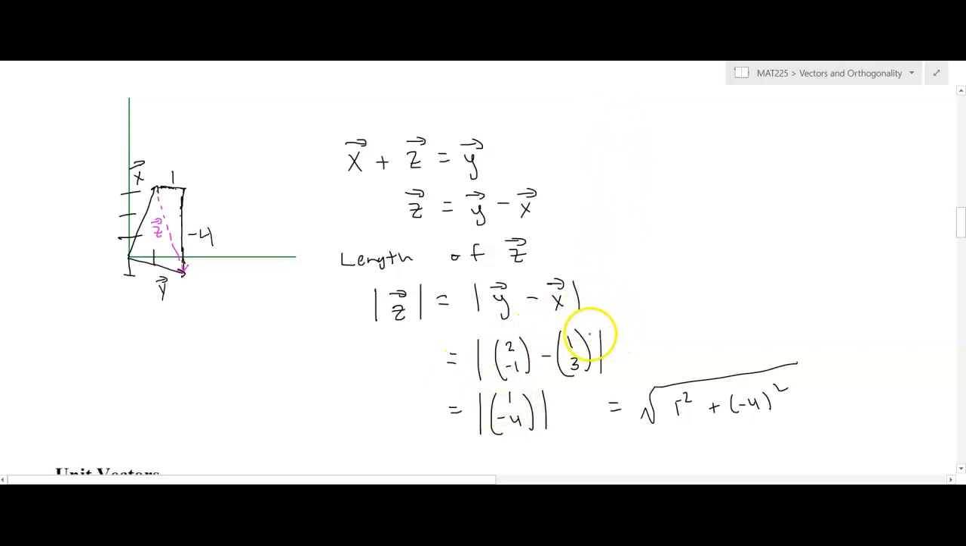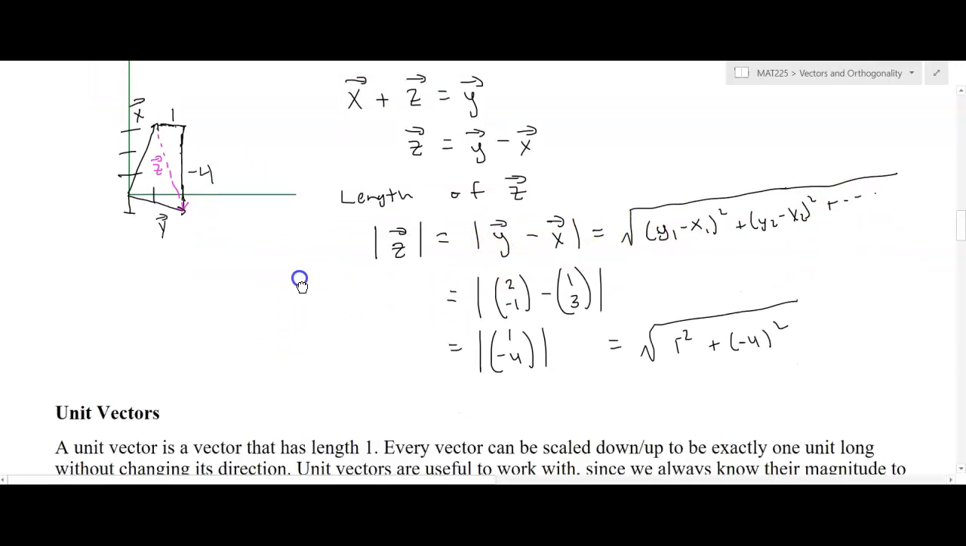Another way you might see it written, in general, you might see something like this. If these components are called y and these components are called x, you could say the square root of (y1 minus x1) squared plus (y2 minus x2) squared, and so on, because we're taking the difference between them. So there's kind of our generalization of that formula.